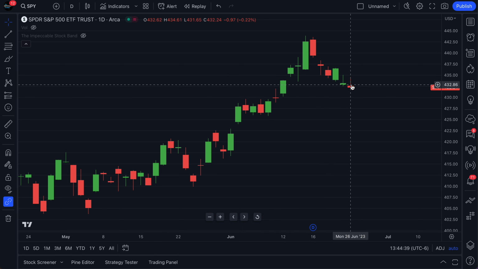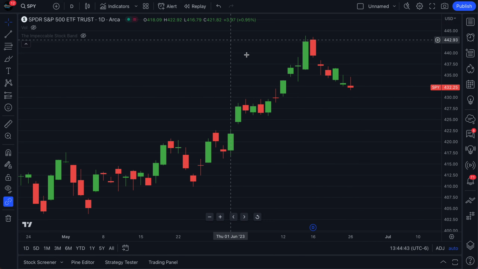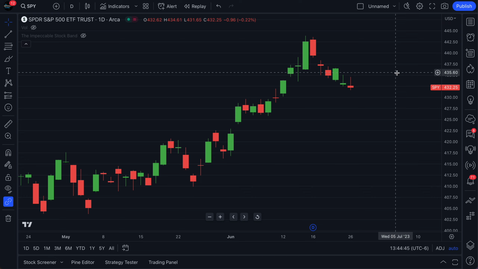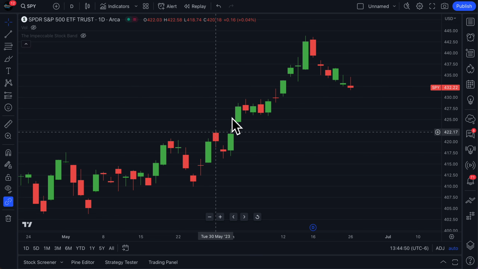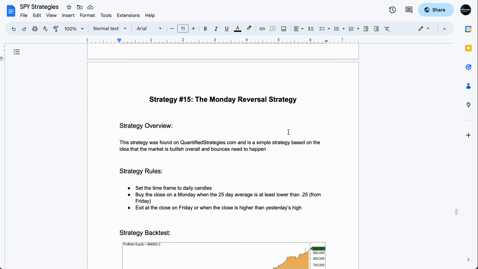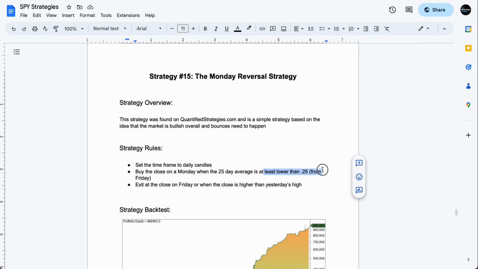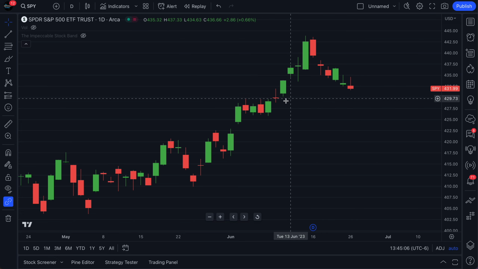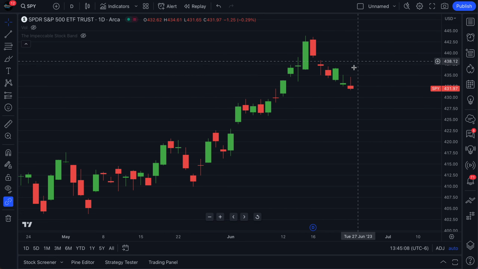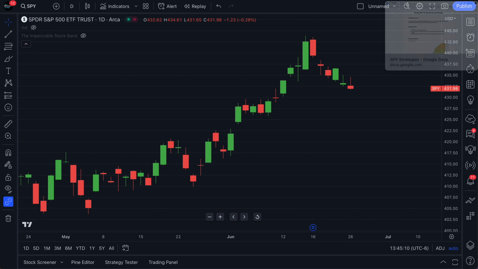Now why is it looking for that? Because the market long-term tends to be bullish, so if the market's staying relatively flat, then we should expect it to start to head up quite soon. The market's already moving a lot, so it's hard to get into that 0.25 range. What it's saying is that you're looking for the 25-day average to be lower than 0.25 from Friday. I should have started counting here, so it would have been back to around here. Anyways, the fact that it's not set up means this Friday would not be a setup.